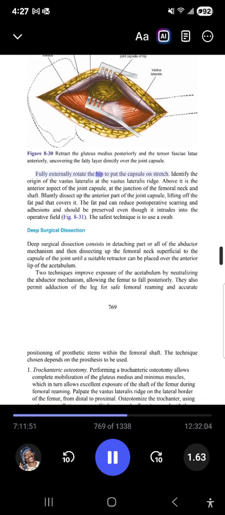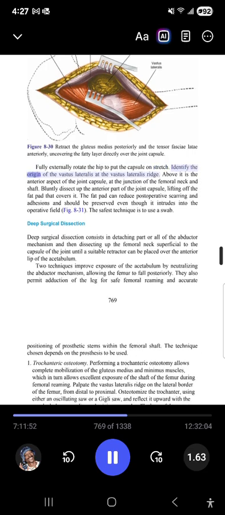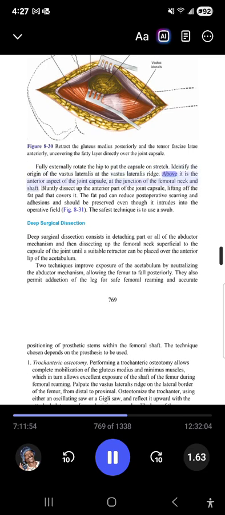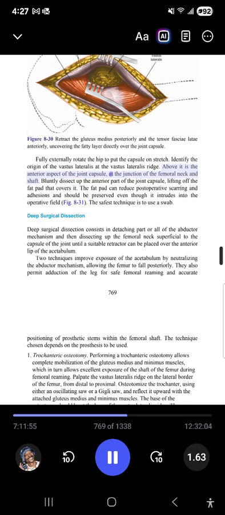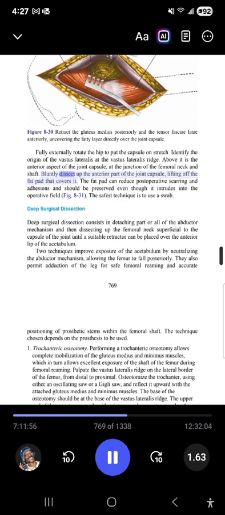Fully externally rotate the hip to put the capsule on stretch. Identify the origin of the vastus lateralis at the vastus lateralis ridge. Above it is the anterior aspect of the joint capsule, at the junction of the femoral neck and shaft. Bluntly dissect up the anterior part of the joint capsule, lifting off the fat pad that covers it.